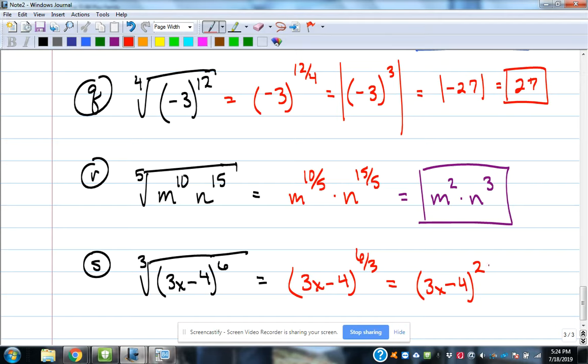Do I need absolute value marks on that? No, I've got an odd index, right? Odd index says I don't need absolute value marks.